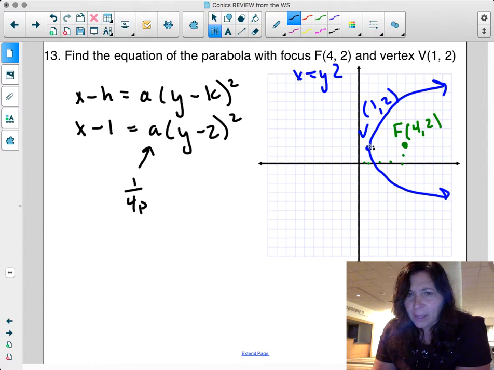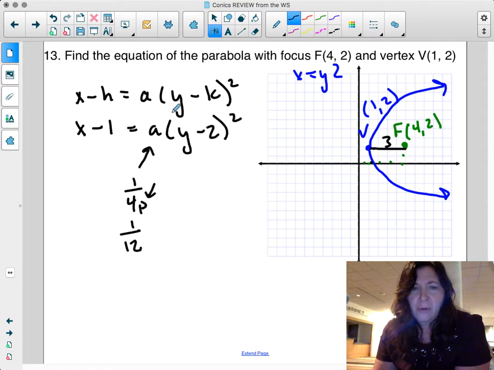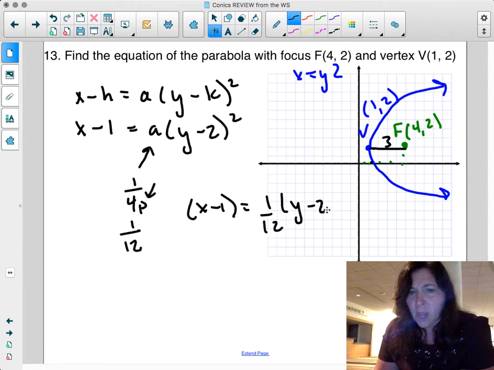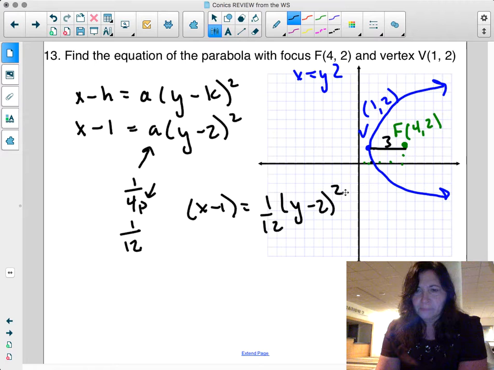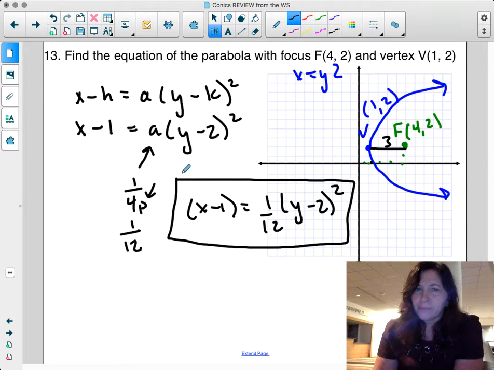A is the distance right here of 1 over 4p, p being the distance between my vertex and my focus. This value is over 1. This value is over 4. So that means that if this is over 1 and this is over 4, this distance here is 3. So that means this value here is 1 over 12. Okay? So my final equation is going to be x minus 1 equals 1 over 12 times the quantity y minus 2 quantity squared. And that's the equation in vertex form of my parabola. And we did that.